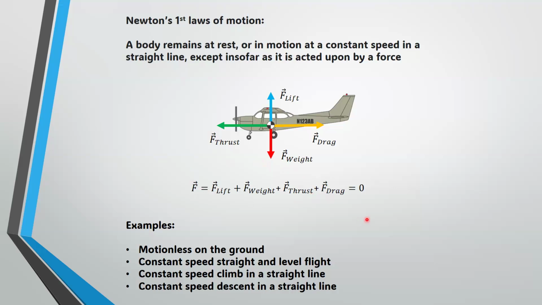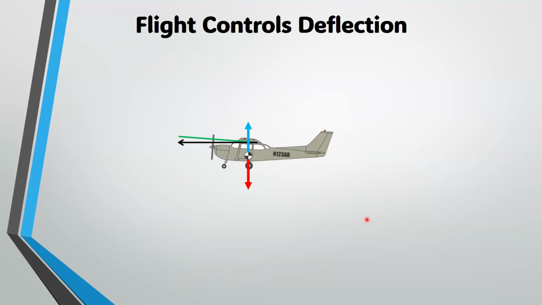An example of that would be when the airplane is motionless on the ground or flying at a constant speed in a straight line in level flight, also during a constant speed climb or a constant speed descent while flying in a straight line. However, if there is an extra force that acts upon the airplane, then the airplane will change its speed or the direction of motion.